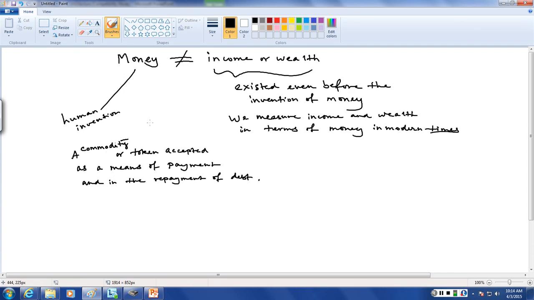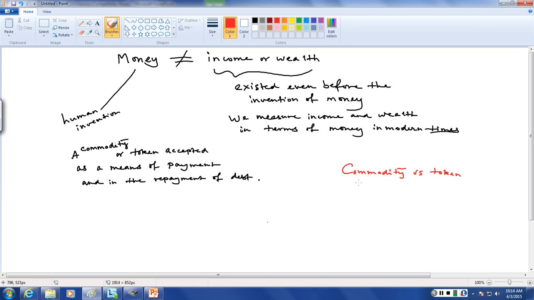So it's a commodity or token. Now, what's the distinction between commodity and token? What's the difference between commodity and token? A commodity is something that is on its own useful.